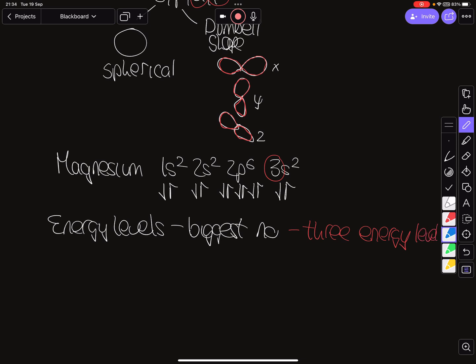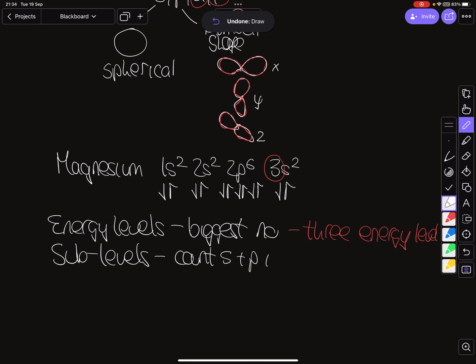The next thing you have to do is number of sublevels. The hint for sublevels is you literally count your S's and your P's in your configuration. In this case, we count 1, 2, 3, 4. So in this particular electron configuration, we have 4 sublevels.